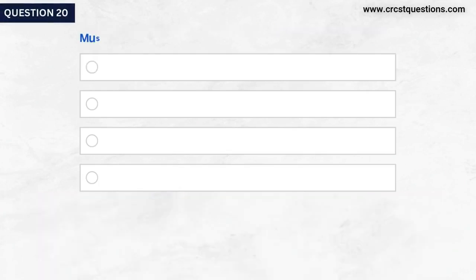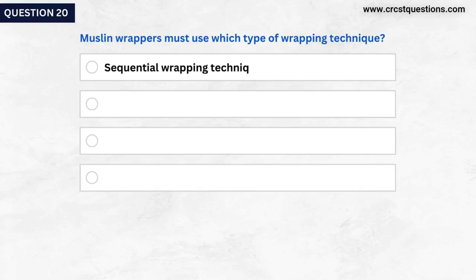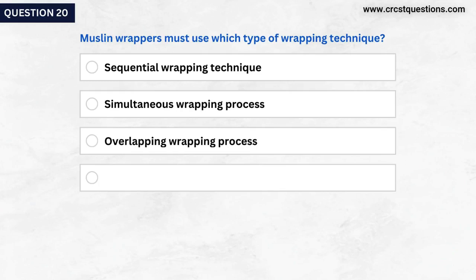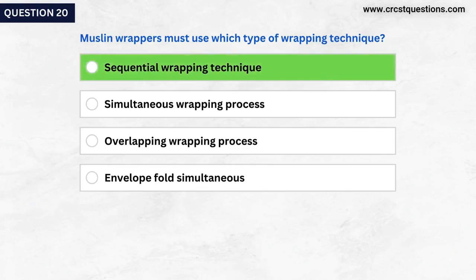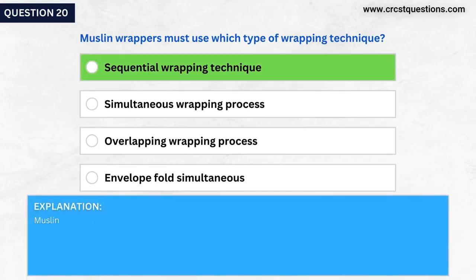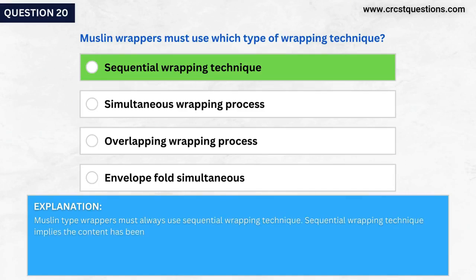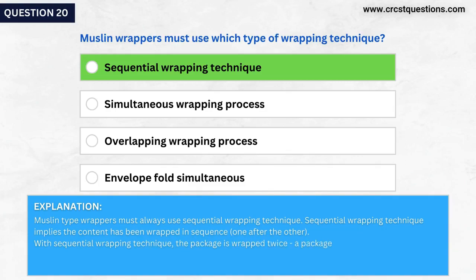Question 20. Muslin wrappers must use which type of wrapping technique? Sequential wrapping technique, simultaneous wrapping process, overlapping wrapping process, envelope fold simultaneous. The correct answer is sequential wrapping technique. Explanation: muslin-type wrappers must always use sequential wrapping technique. Sequential wrapping technique implies the content has been wrapped in sequence, one after the other. With sequential wrapping technique, the package is wrapped twice, a package within a package.